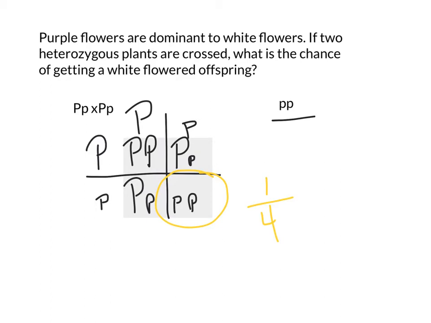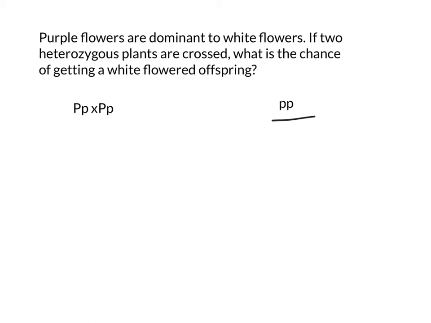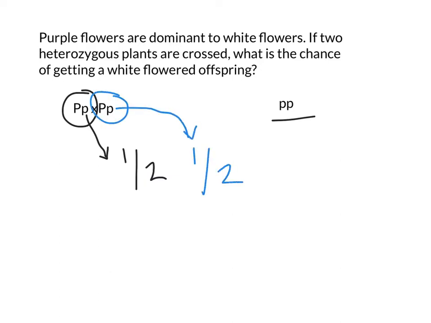We can also do this using some math. We know that the chance of the first parent giving the little p to the offspring is 1 out of 2. Okay, the chance that the second parent will give the little p to the offspring is also 1 out of 2. If we multiply these together, we get a 1 out of 4 chance.